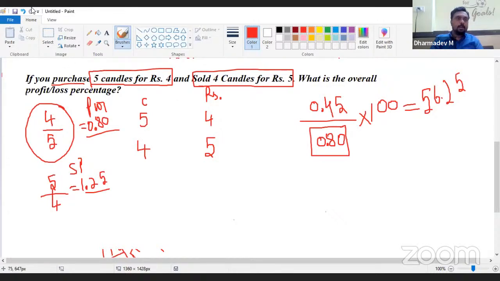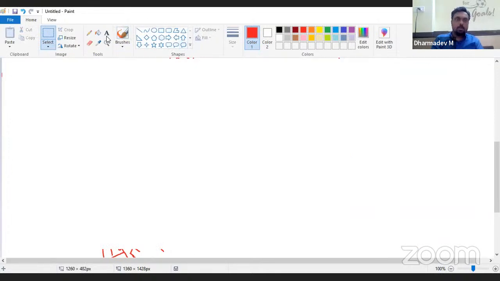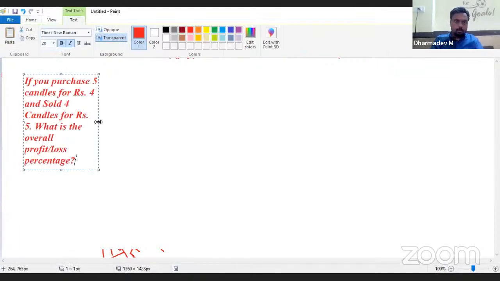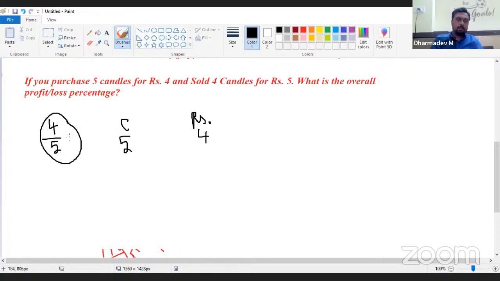So I'll just rewrite this question. I'm just clearing it and I'll rewrite it. Any doubt, just stop me there. I hope you're able to see the question. Here the first thing is candle and the price. So 5 candles were being bought for 4 rupees. Then per candle, I want to know the cost of 1 candle. So it is 4 by 5, because per candle, rupees.